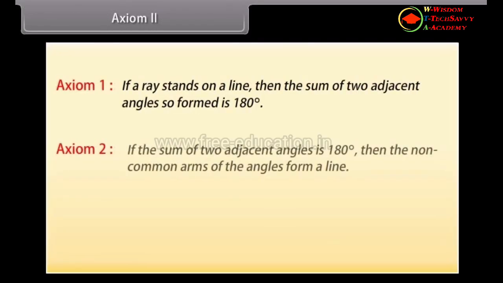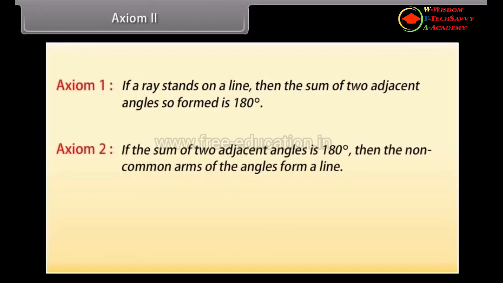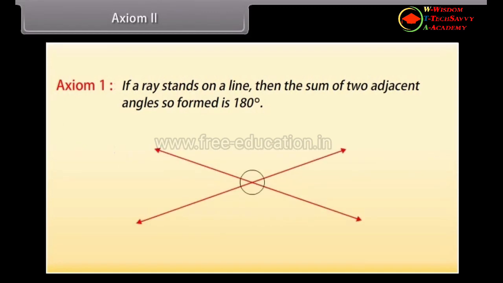Axiom 2. We get two axioms now. These two axioms together are called the linear pair axiom. Let us now move to the case when two lines intersect each other. We know that when two lines intersect, the vertically opposite angles are equal. We will prove this result after a small interactivity.